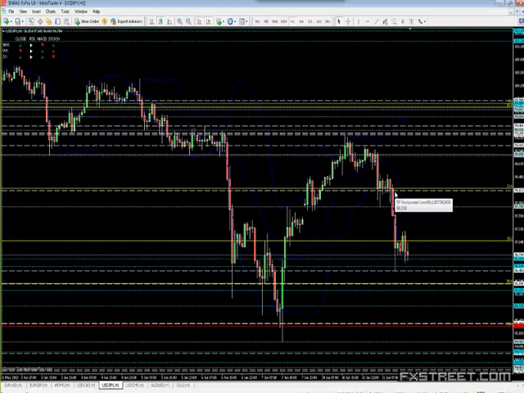A lot can happen in an hour. And if you're not paying attention to the hourly candles, you can get squeezed out of moves.